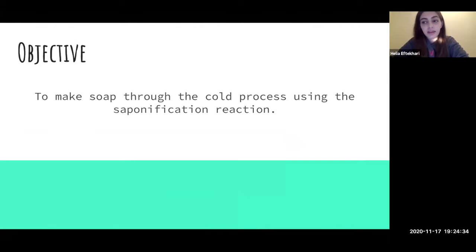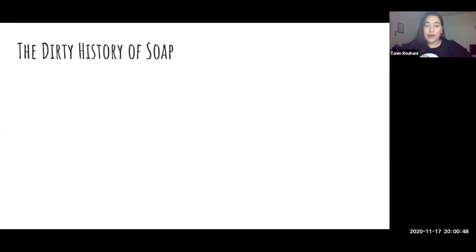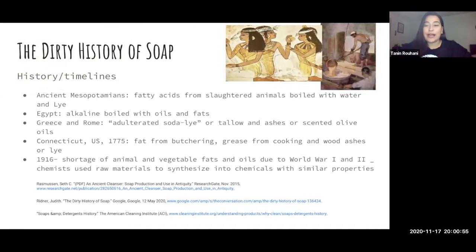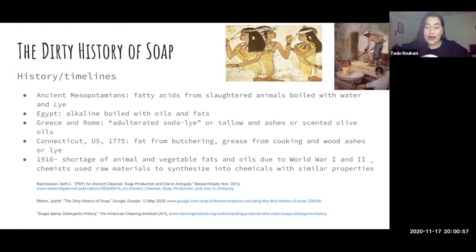Our experiment is making soap through the cold process using the saponification reaction. Let's talk about the long and dirty history of soap. It started with ancient Mesopotamians who used fatty acids from slaughtered animals boiled with water and lye. In Egypt, they used alkaline boiled with oils and fats. In Greece and Rome, they used tallow, ashes, and scented olive oils. In the US, they used fat from butchering, grease from cooking, and wood ashes or lye.